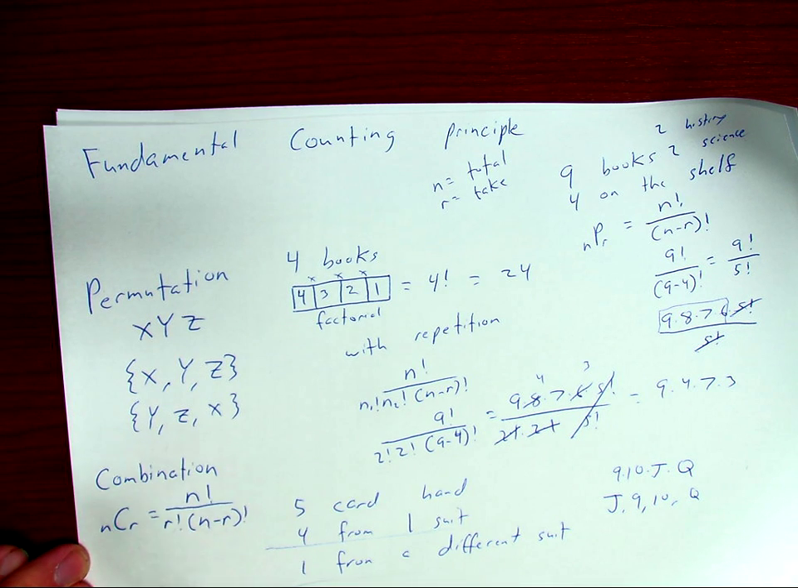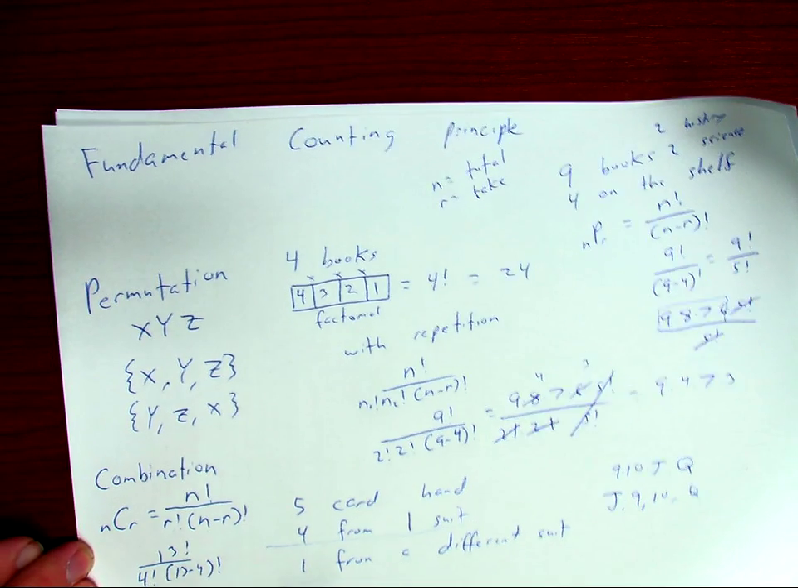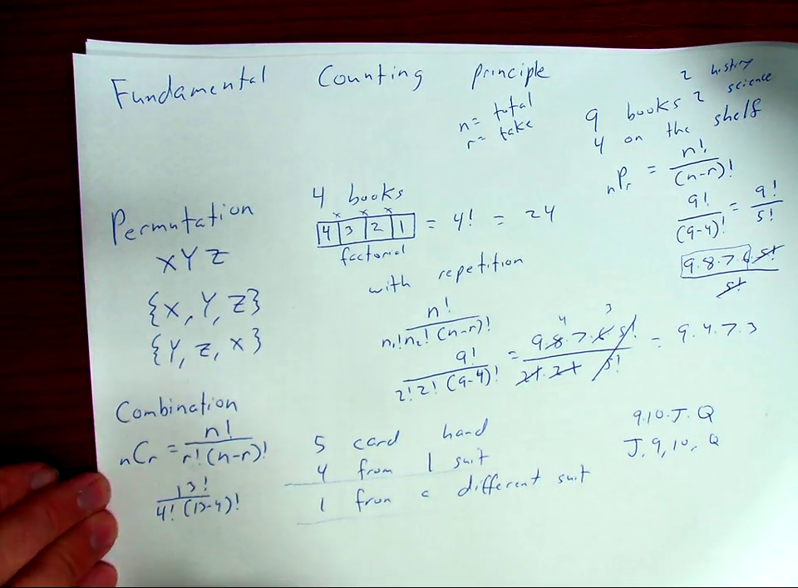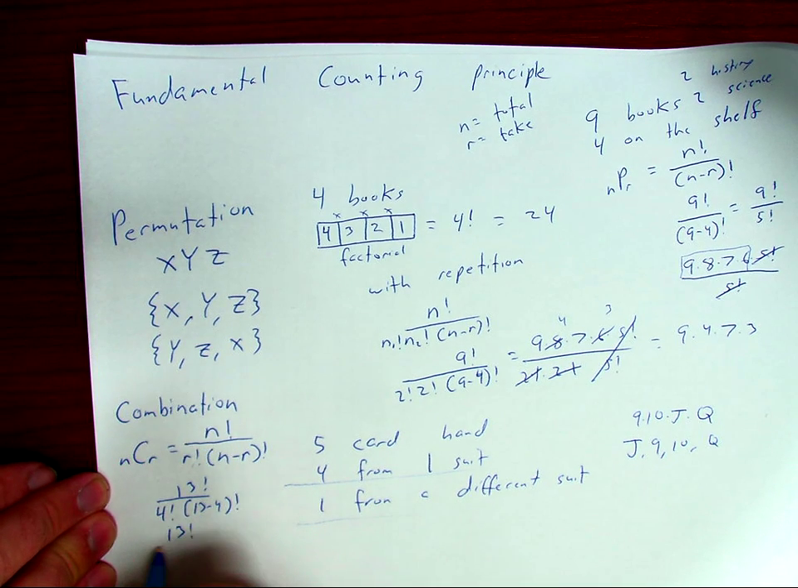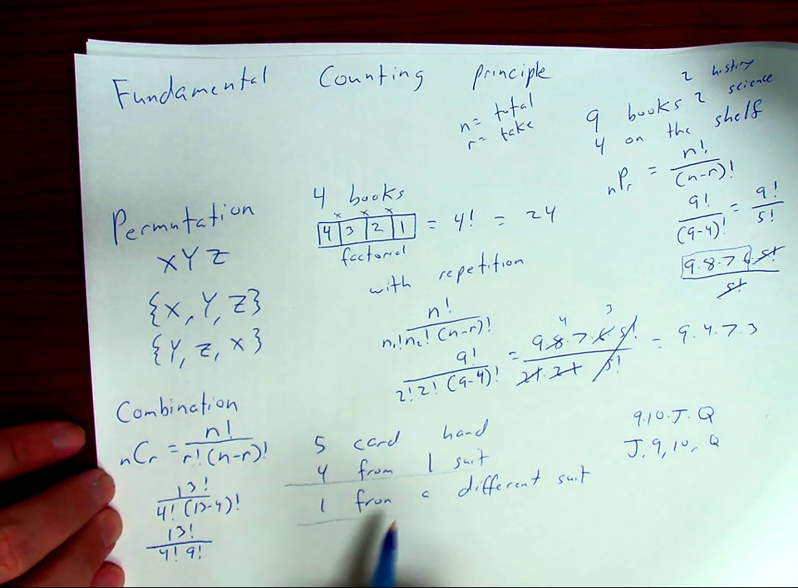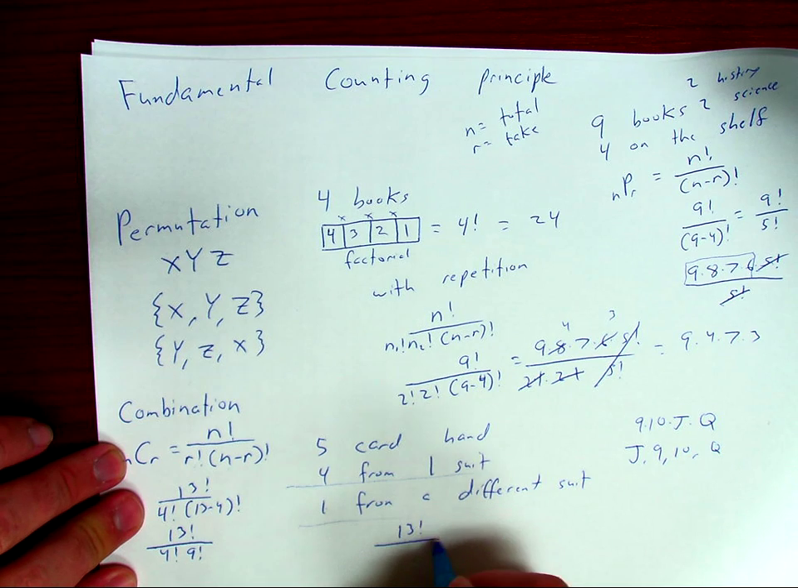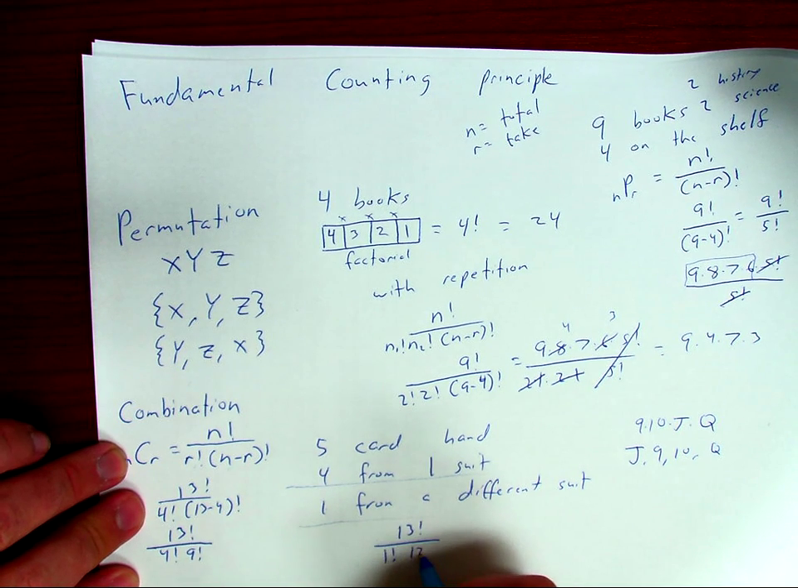So for my first combination, there are 13 cards in a suit. So that's going to be 13 factorial. And I'm taking them 4 at a time. So that's 4 factorial and 13 minus 4 factorial. So 13 factorial over 4 factorial and 9 factorial. Notice that they do add up to 13. For my second combination, I'm taking them 1 at a time. So that's still 13 factorial, and it's going to be 1 factorial and 12 factorial.